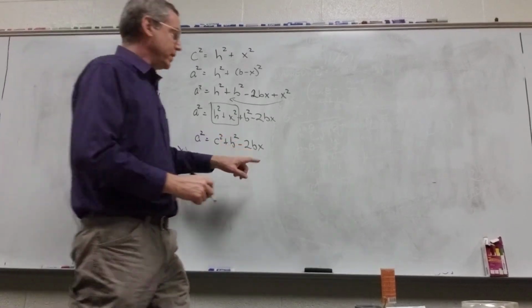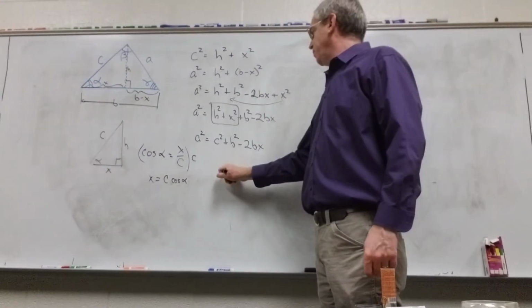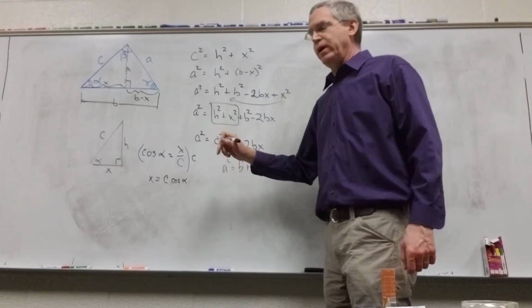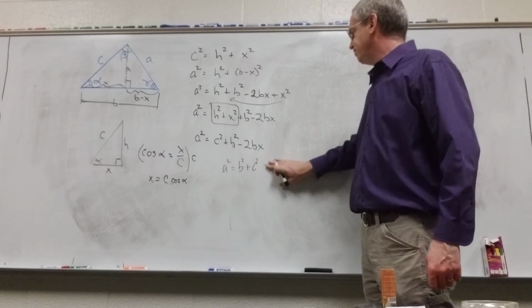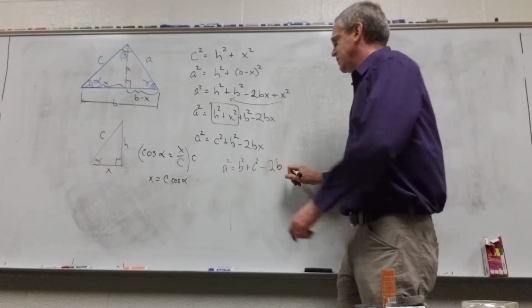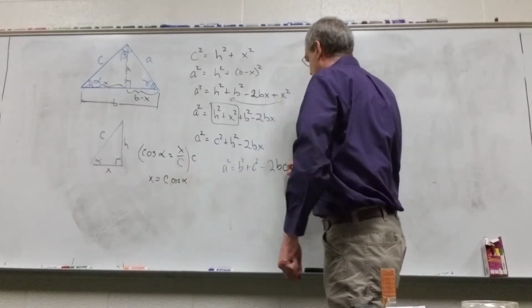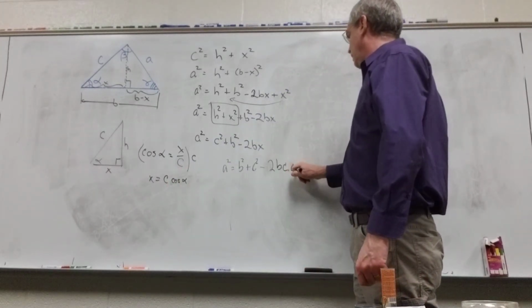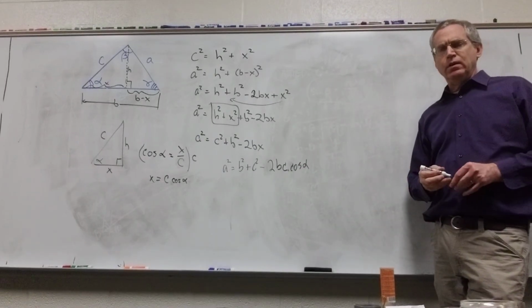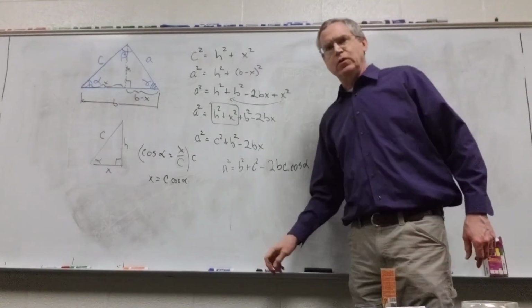And so now we just make the substitution here, and so we end up with a squared equals b squared plus c squared, just changing the order around, minus 2bc cosine of alpha. And that's the derivation of the law of cosines. So, good times.